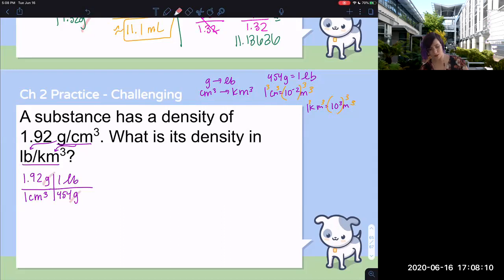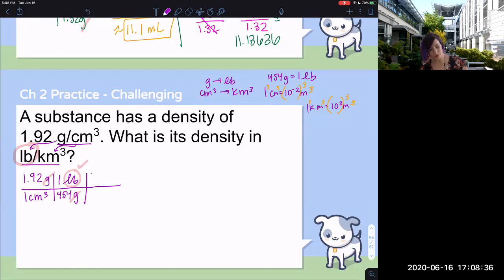Okay, my grams are going to cancel. What am I left with? Pounds over centimeters cubed. Now wait, I want pounds. So I like to circle this, put a little check mark. Don't mess with it. It's good. That's what I want. But I'm not done because I don't have cubic kilometers on the bottom. So how do I cancel centimeters on the bottom? How could I cancel something on the bottom? Put it on top. It just has to be opposite.